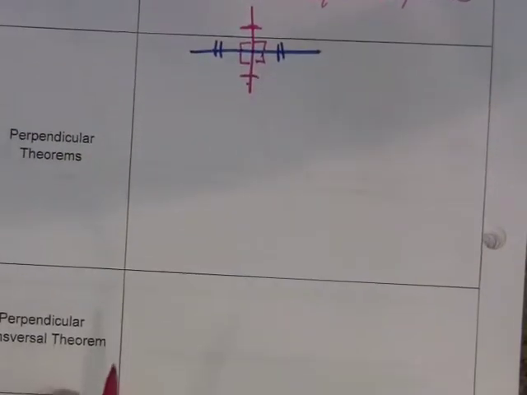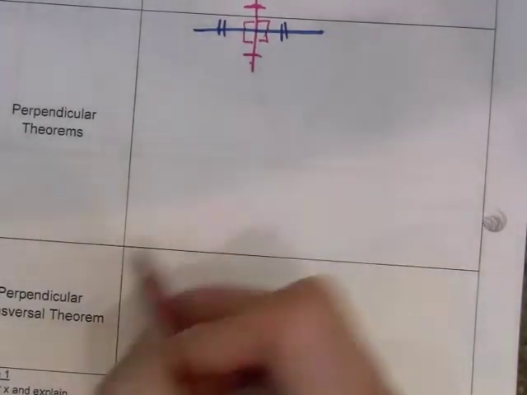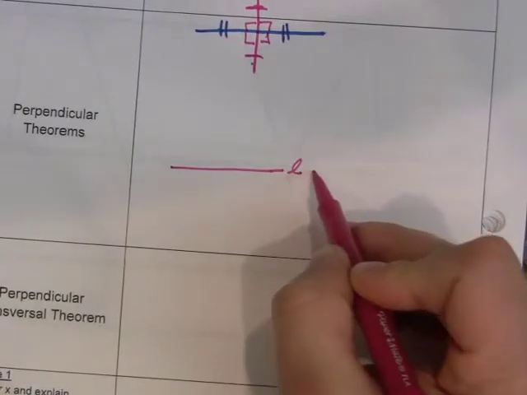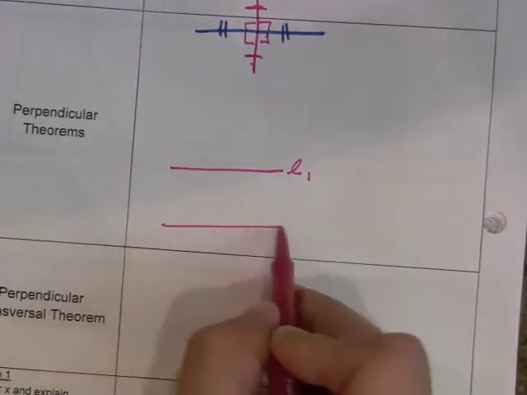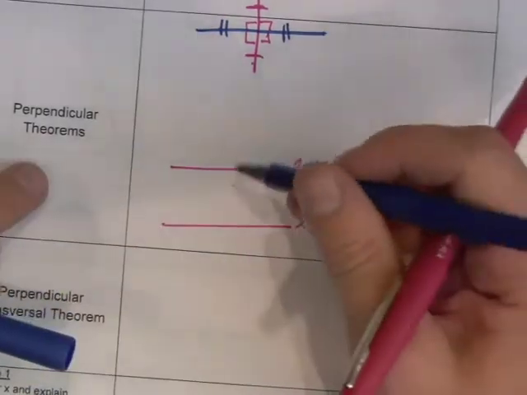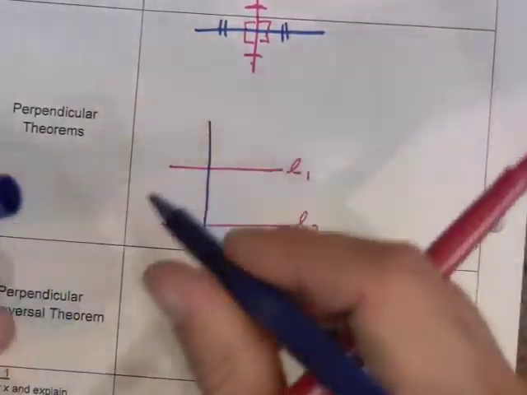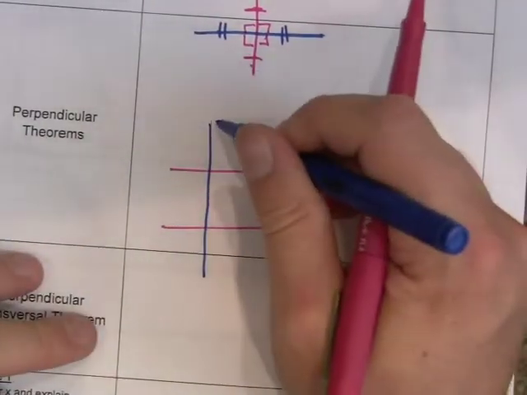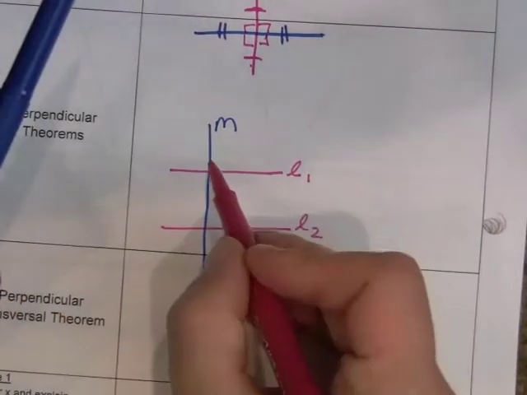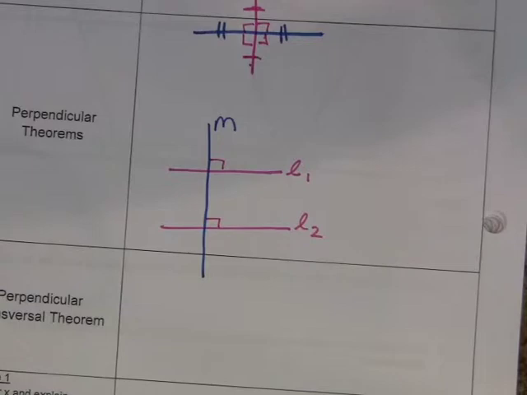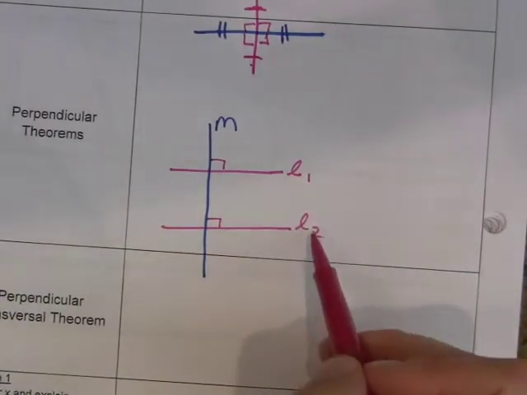So then what I wanted to also touch on is the perpendicular transversal theorem. What that means is, say I have two lines. Let's call it line 1 and line 2. Now if line 1 and line 2 are both perpendicular to, let's call it M, both perpendicular, then what must be true about line 1 and line 2?